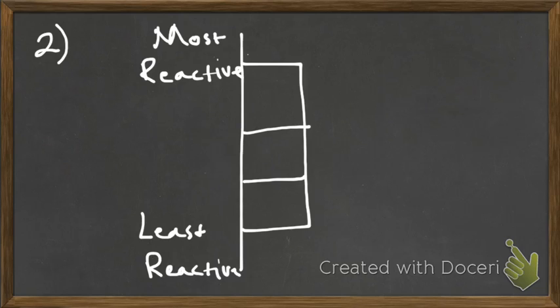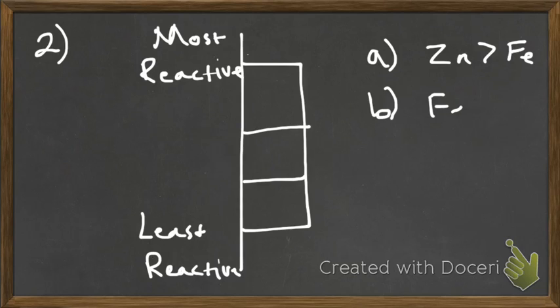Alright, so go ahead and take just a minute to figure out with your partner how to fill in this chart. Alright, so for equation A, we said earlier that zinc was more reactive than Fe, iron. For equation B, we said that iron was more reactive than copper. And for equation C, we said that zinc was more reactive than copper.